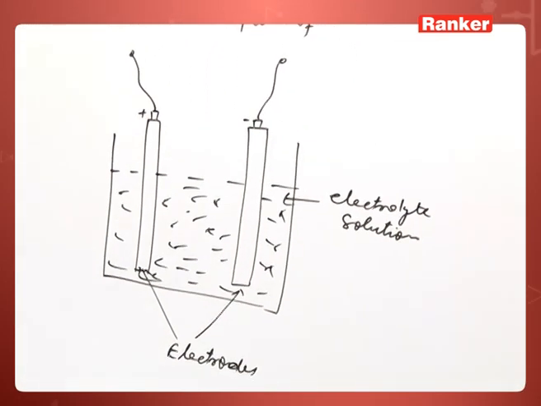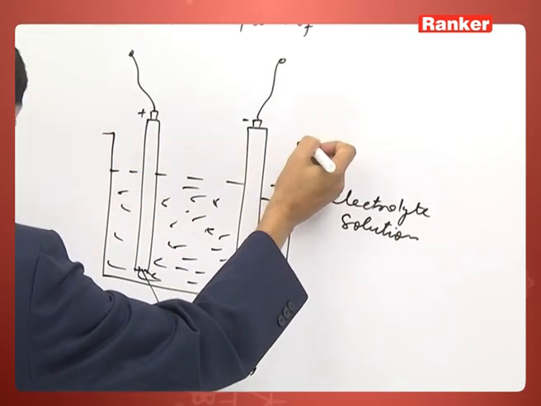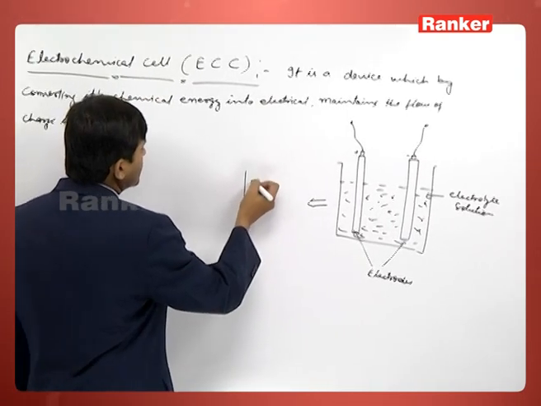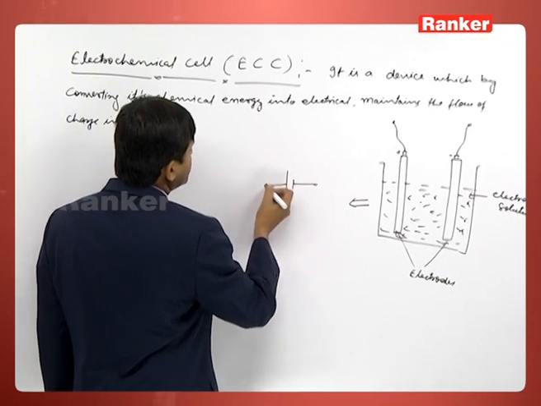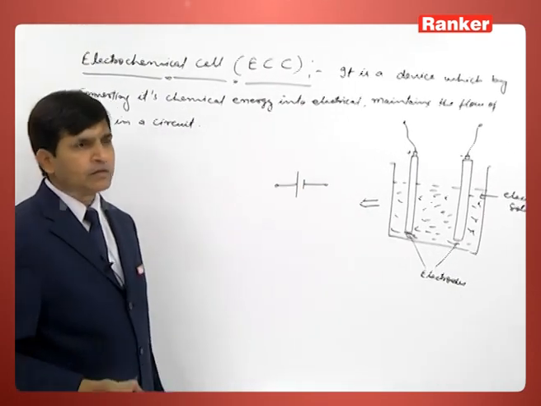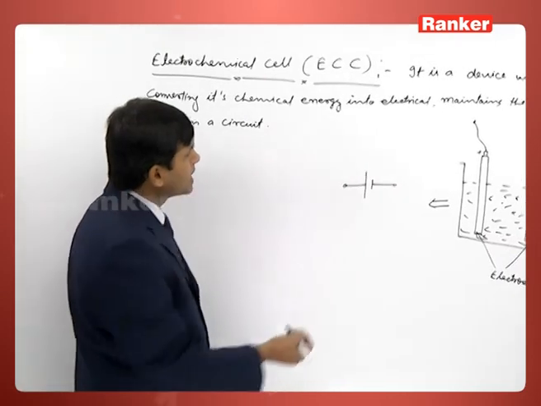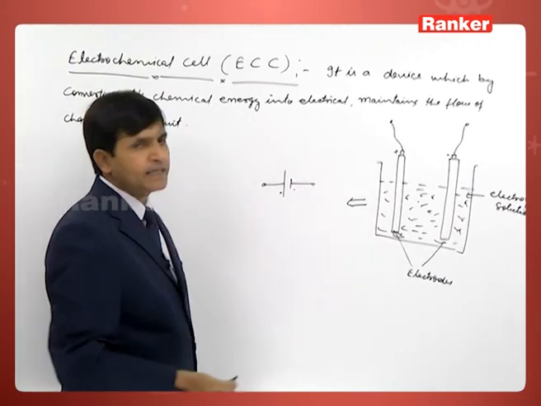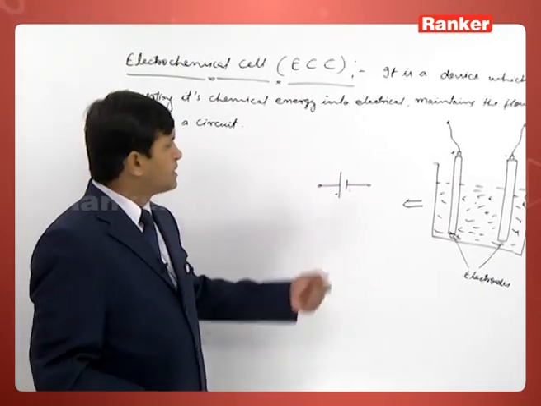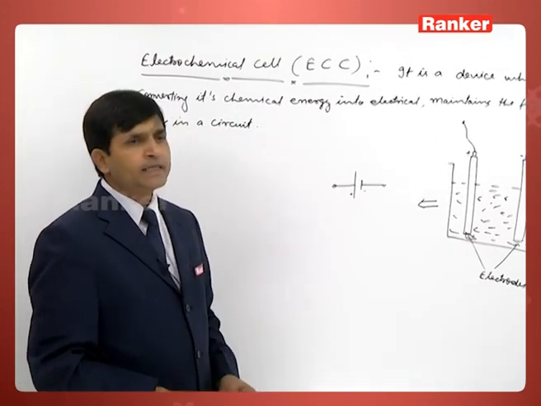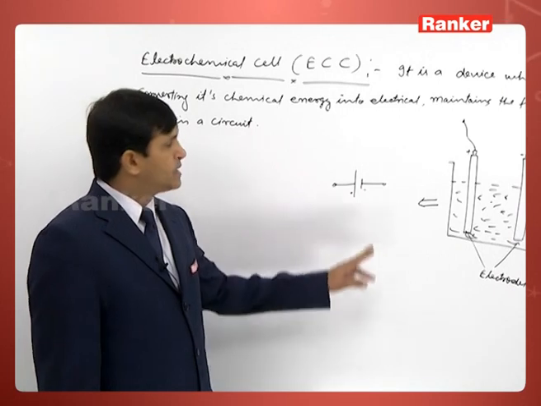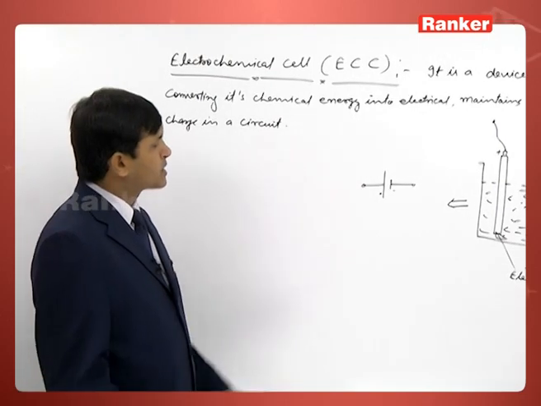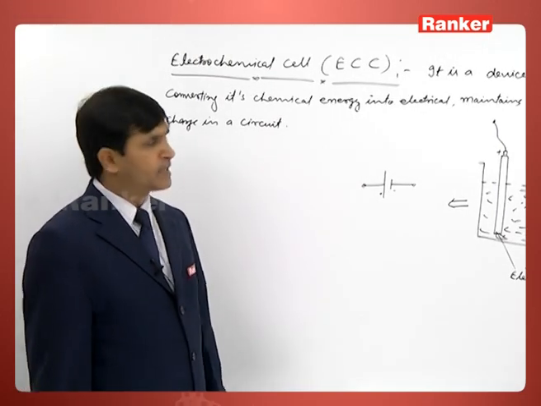So this is the internal diagram, and symbolically we represent it with two vertical lines, one smaller and another bigger. The smaller line indicates the lower potential point and the bigger line indicates the higher potential point. So negative here does not indicate negative potential; negative indicates the lower potential value. See how the potential develops across the electrodes of a cell.